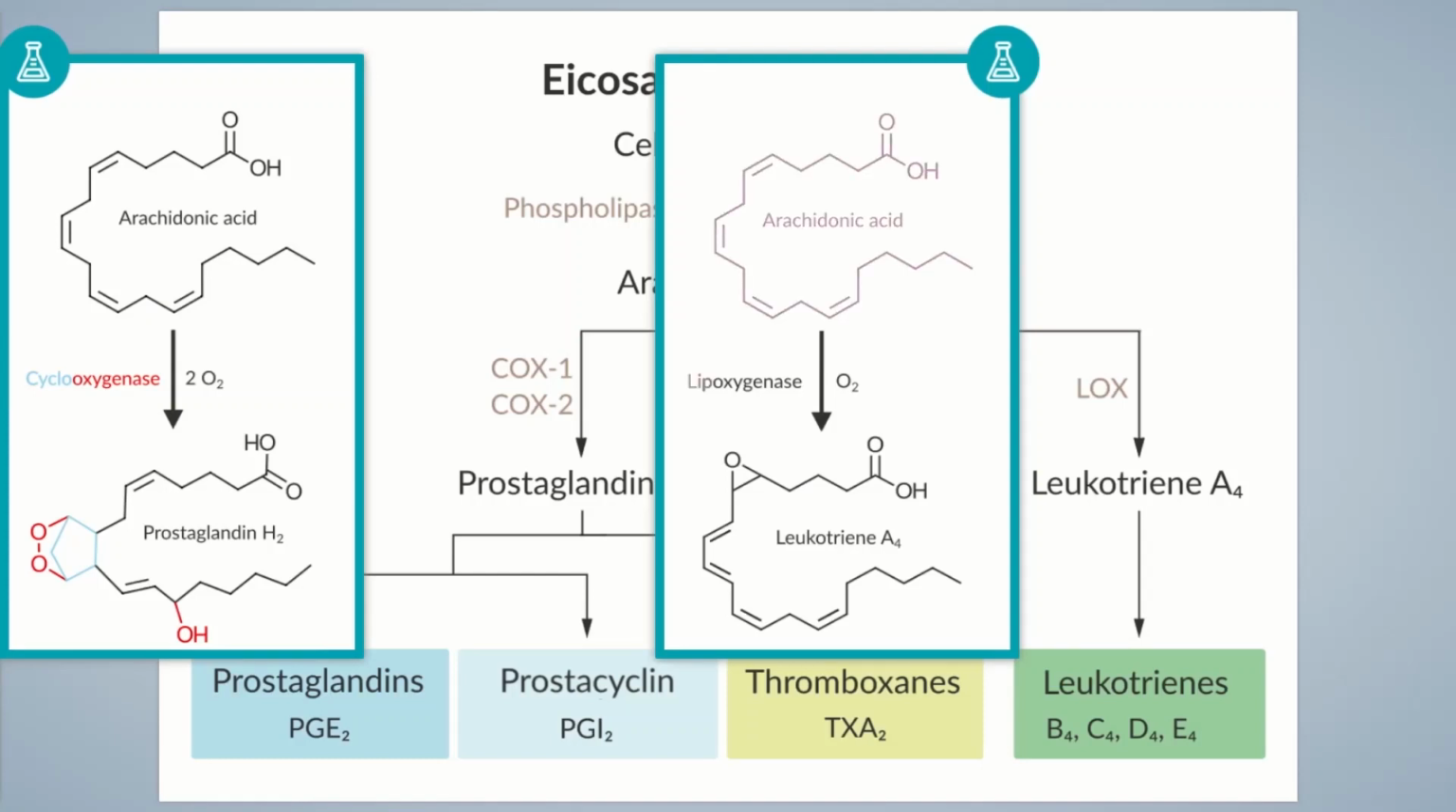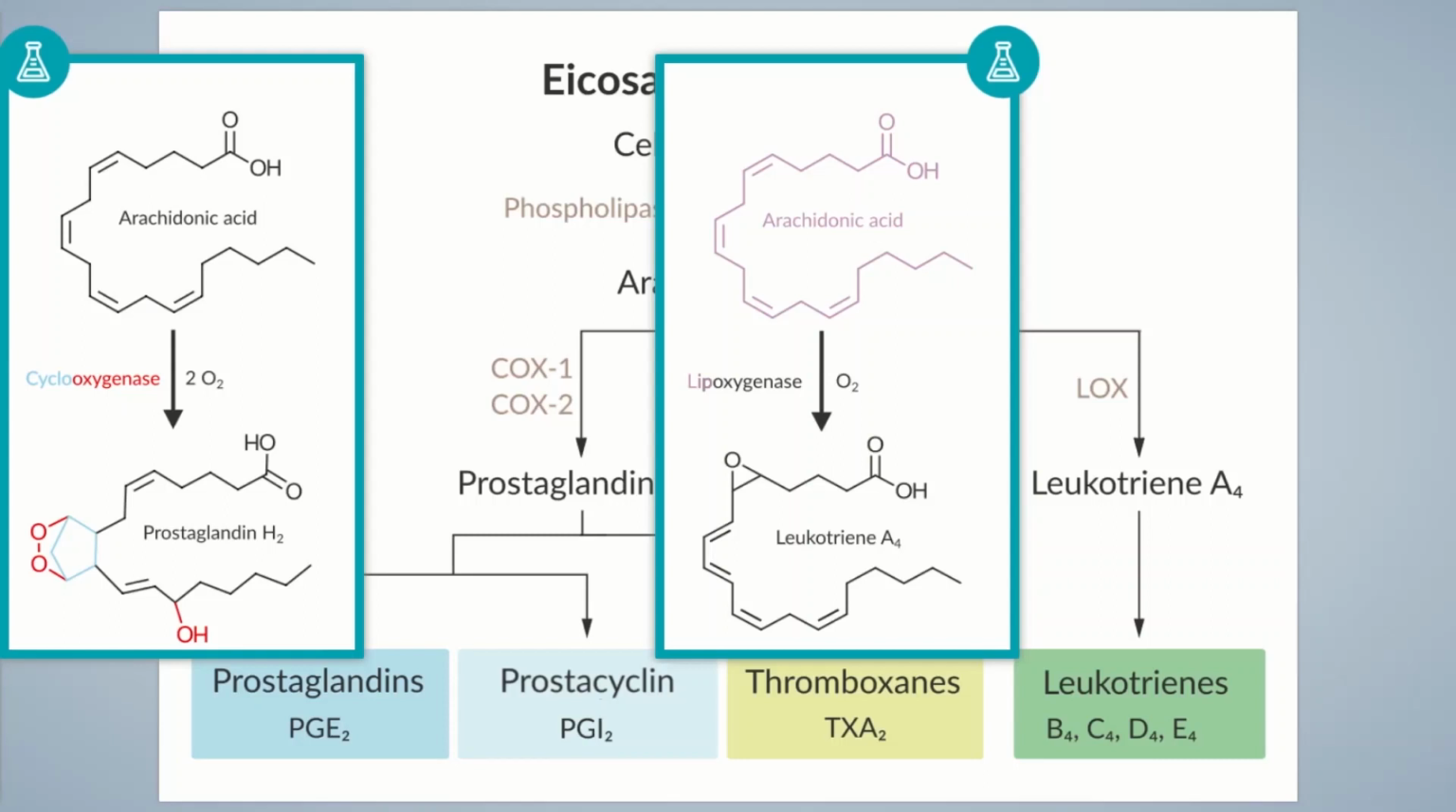In contrast to COX, oxygen is incorporated into the molecule without forming a cyclic structure. Okay, so that should wrap things up on the most important enzymes involved in eicosanoid formation. Before we move on to the physiological roles of the different eicosanoids, we should address one last aspect regarding terminology.